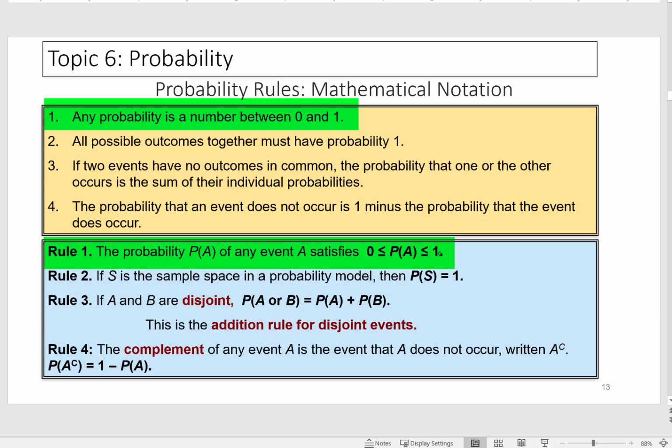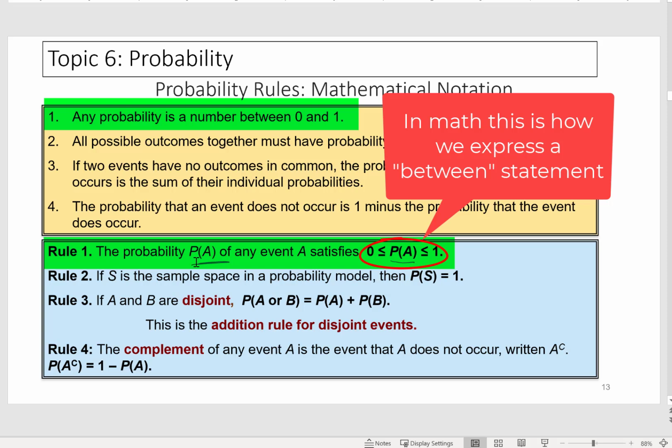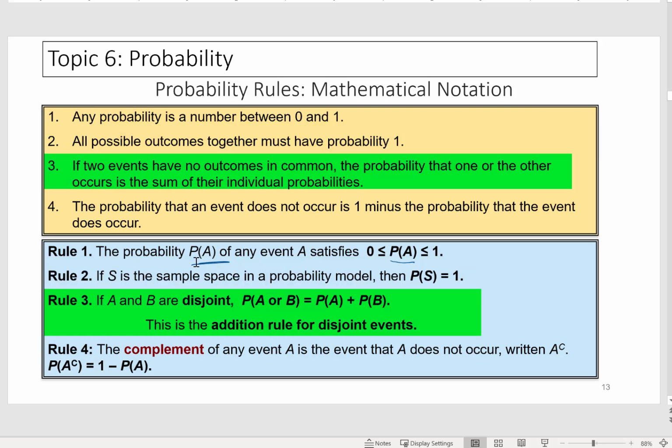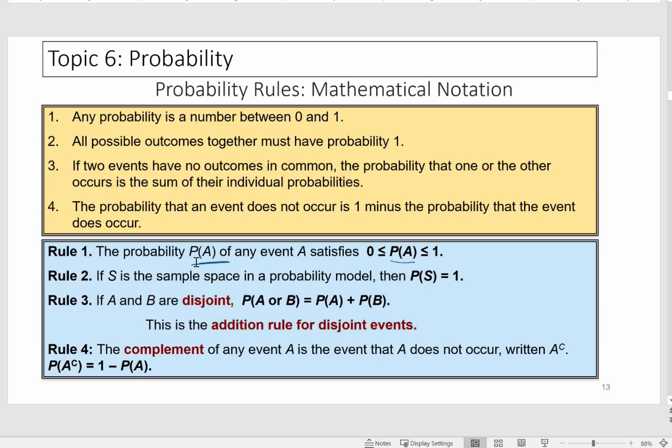Probability of an event, we write it as the probability of event A. And we would say that that probability has to be a number between 0 and 1, proper fractions. If S is a sample space in a probability model, then the probability of that sample space occurring equals 1. That's rule number 2. If A and B are disjoint, that is, they have no elements in common, the probability of A or B is the probability of A plus the probability of B. This is the addition rule for disjoint events. We'll later learn what happens when A and B do have elements in common. But if they're disjoint, this is true.